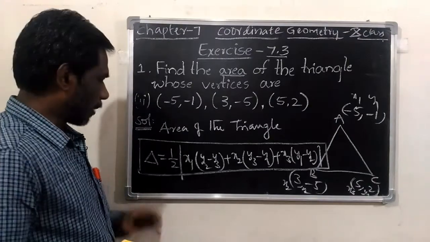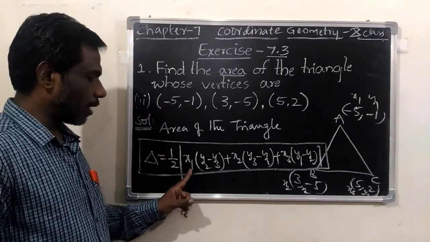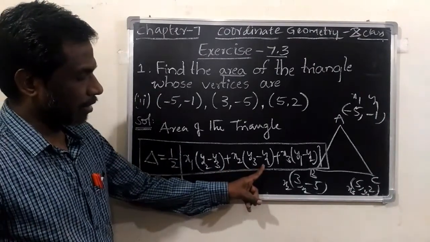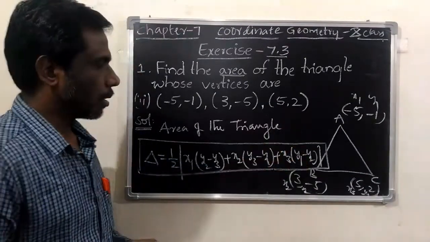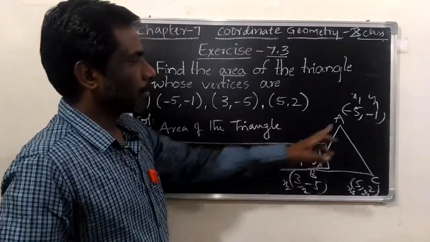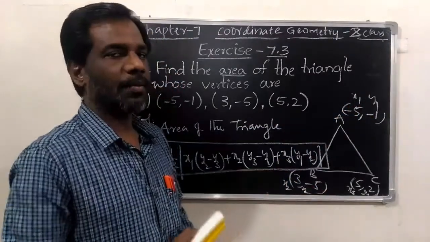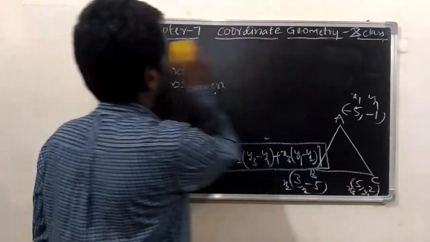Once again I read the formula. Delta equals half mod of x1 into (y2 minus y3) plus x2 into (y3 minus y1) plus x3 into (y1 minus y2). Now in this formula we want to substitute the values of x1, y1, x2, y2, x3, y3. So now I am substituting the points.